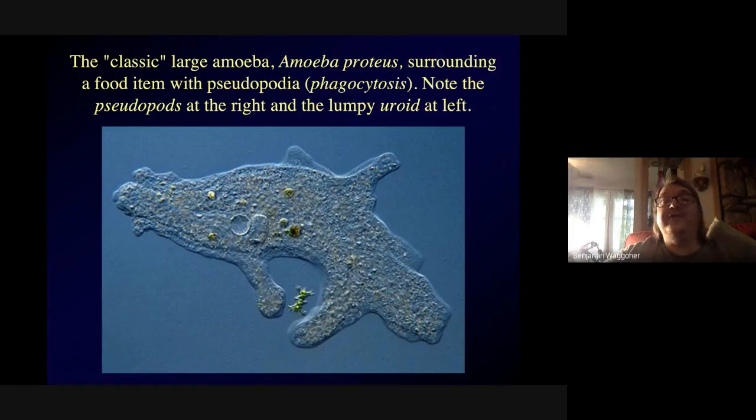So you can see several pseudopods. At the left, in this species, there's this kind of lumpy tail end. It's called a uroid. And the cell does have polarity in that it's got a front end and a back end. Even though it's otherwise completely shapeless, there's still a definable tail.